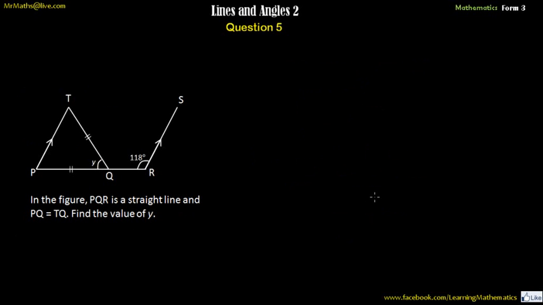Question 5. Take a look at this triangle TQP. TQP is an isosceles triangle. Take a look, TQ and PQ are of the same length. And then we have two parallel lines, PT and RS. And we have the value of one angle as 118 degrees. And the question is, find the value of Y. So spend some time, read the question carefully, and then pause the video. When you're ready, you can continue.